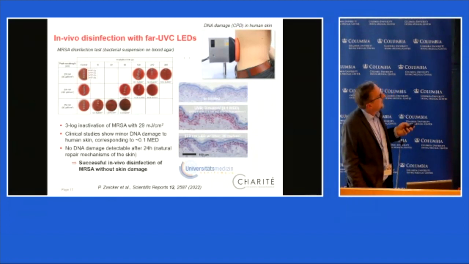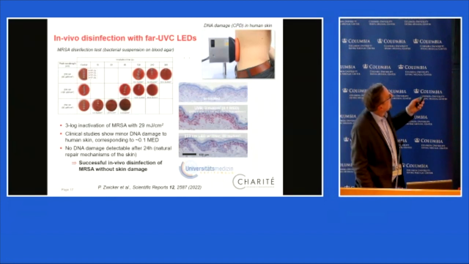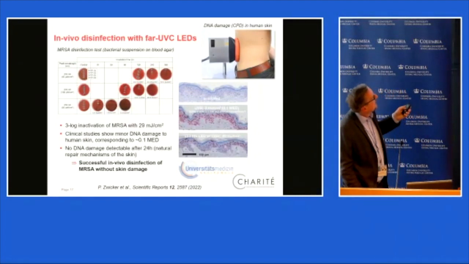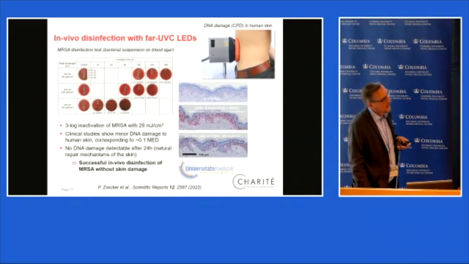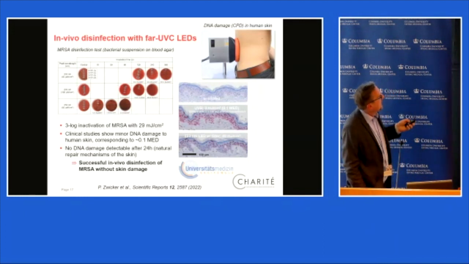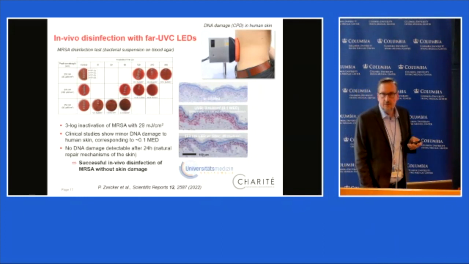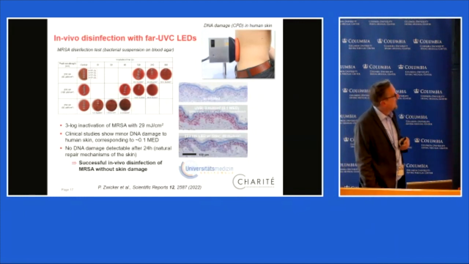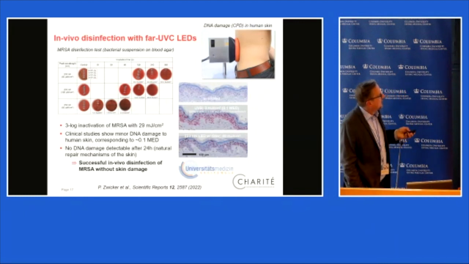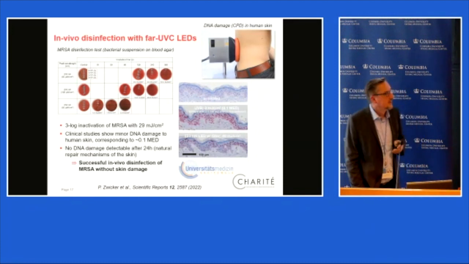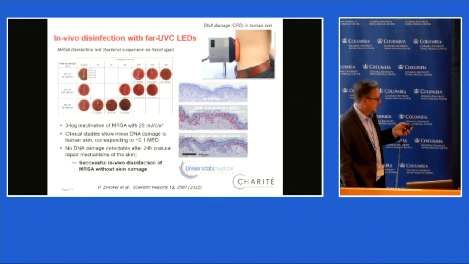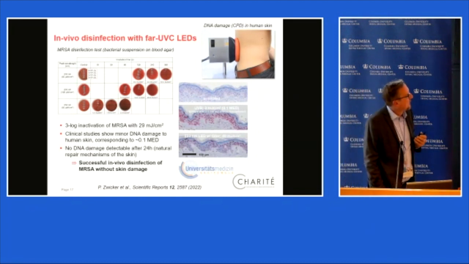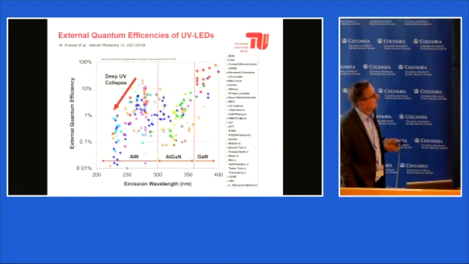So if you use that 233 nanometer light with different intensity levels, we tested first how effectively MRSA is disinfected or inactivated, and you get a 3 log reduction at about 29 millijoules per square centimeter for this investigation. And we also looked at the DNA damage to human skin and found very little, no detectable damage after 24 hours in this clinical study. So this is very encouraging for us to continue further developing these devices.